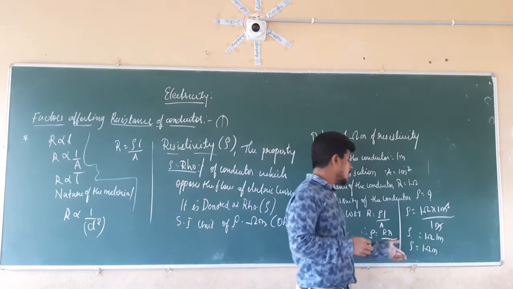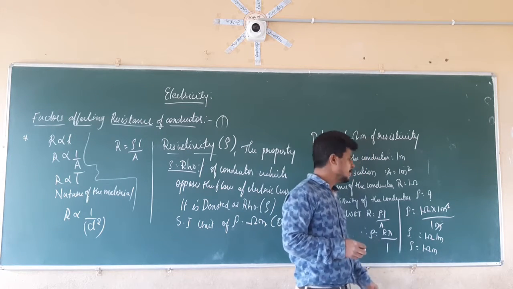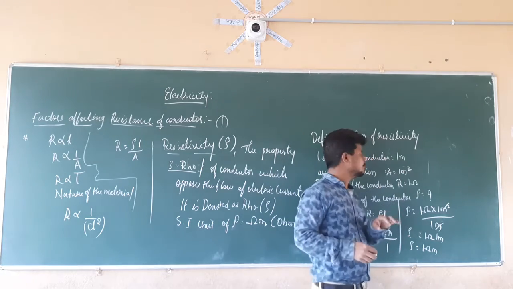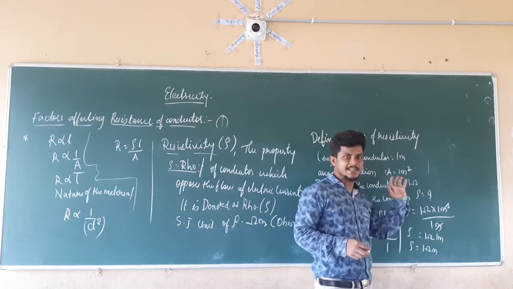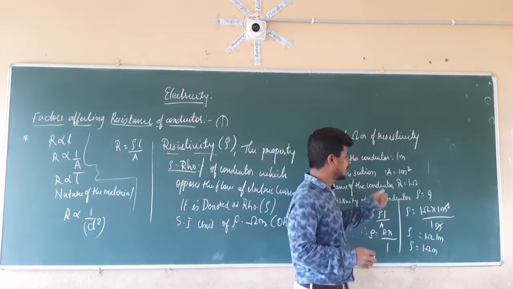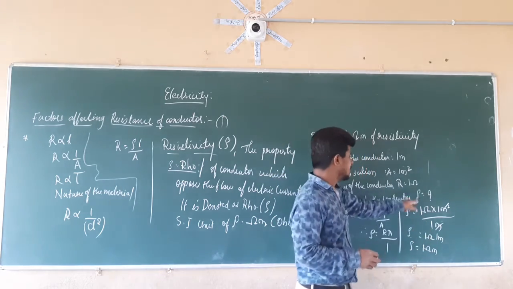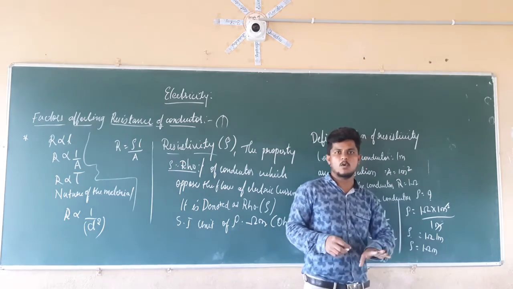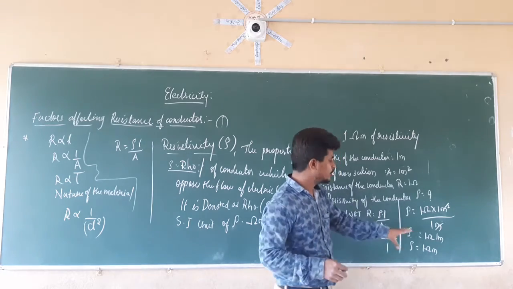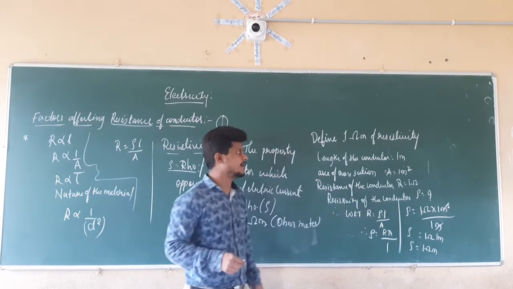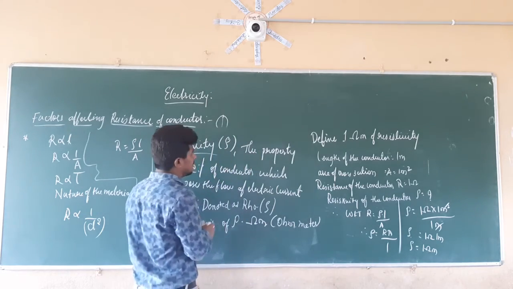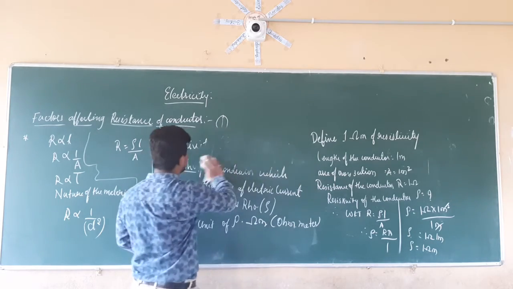So to get the value of resistivity as 1 ohm meter, what are we taking here? The length of the conductor we are taking as 1 meter, the area of cross section as 1 meter square, and the resistance of the conductor is given as 1 ohm. Then the resistivity of the conductor is coming as 1 ohm meter. So by using this data, we are going to define the resistivity of the conductor as 1 ohm meter. How are we going to define it?